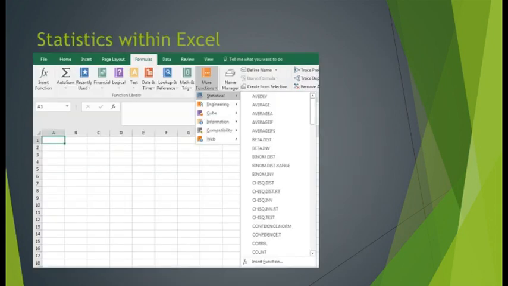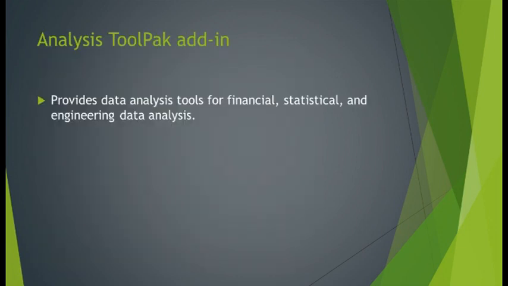Okay, now we get to work with some data. You can run all these tests within Excel without the add-in by using the pull-down menu of functions under the Formulas tab. But the ToolPak makes it easier to find and run. To more easily do any of these analyses in Excel, you have to activate the Analysis ToolPak. This provides data analysis tools for financial, statistical, and engineering data analysis.